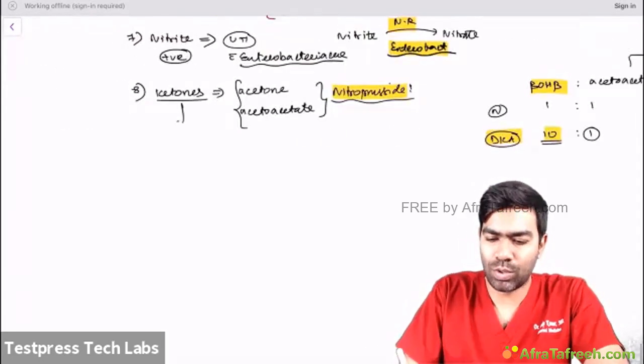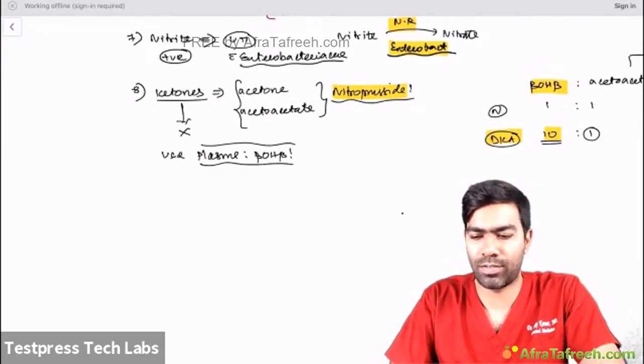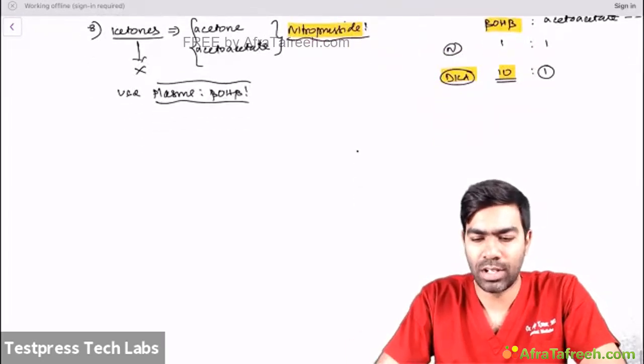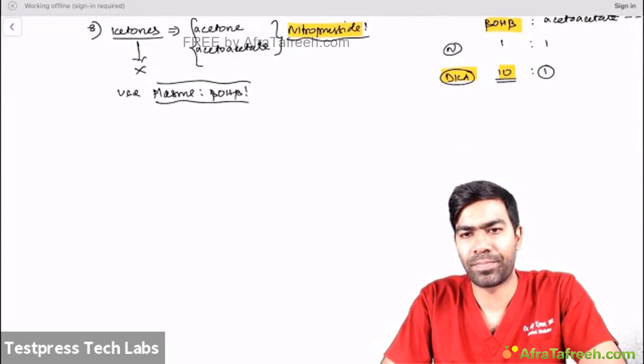So now, don't use urinary ketones, which are inferior. Instead, use plasma beta hydroxybutyrate. Direct levels are available, and these are going to be more accurate for our DKA assessment or any ketosis assessment. Urine ketones are highly inferior. So that point we need to know definitely.